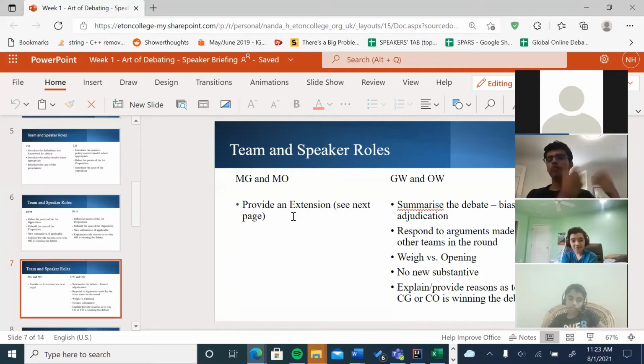Also weigh against your opening and explain why your team's contribution matters more than what your opening team has already said. But you shouldn't have new substantives, so you shouldn't run entirely new arguments or new analysis. You just need to summarize the debate, respond to the arguments, and demonstrate why your team is winning.